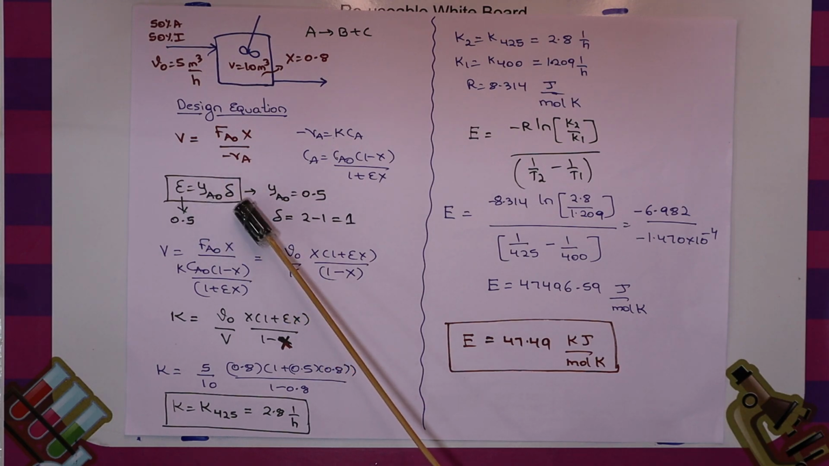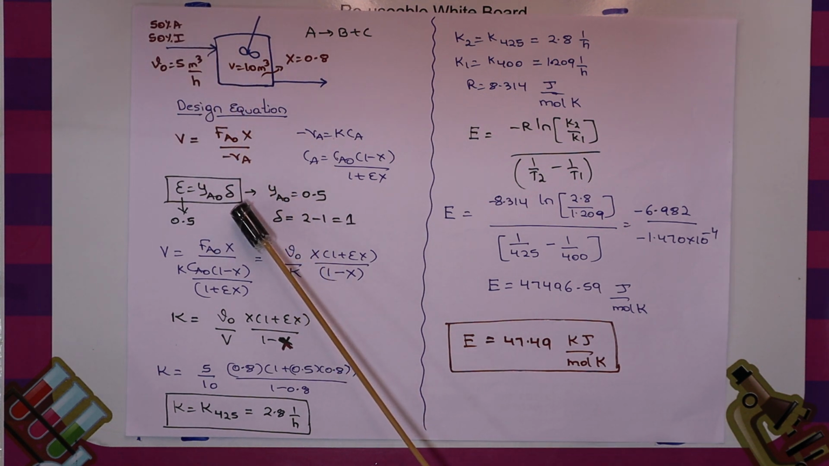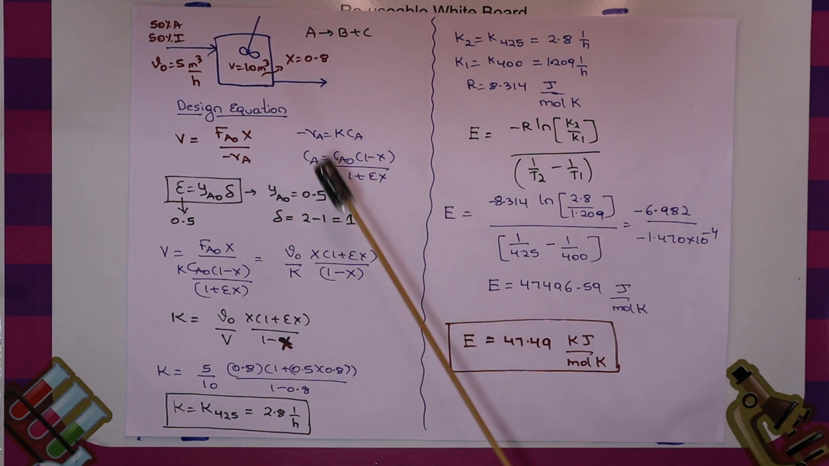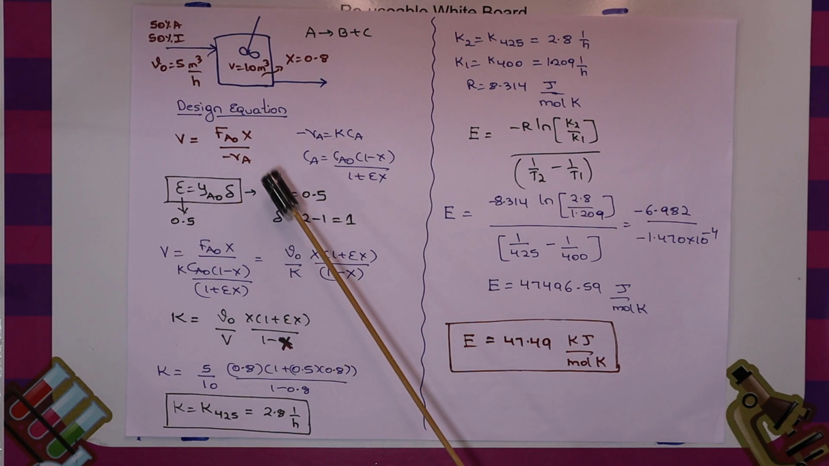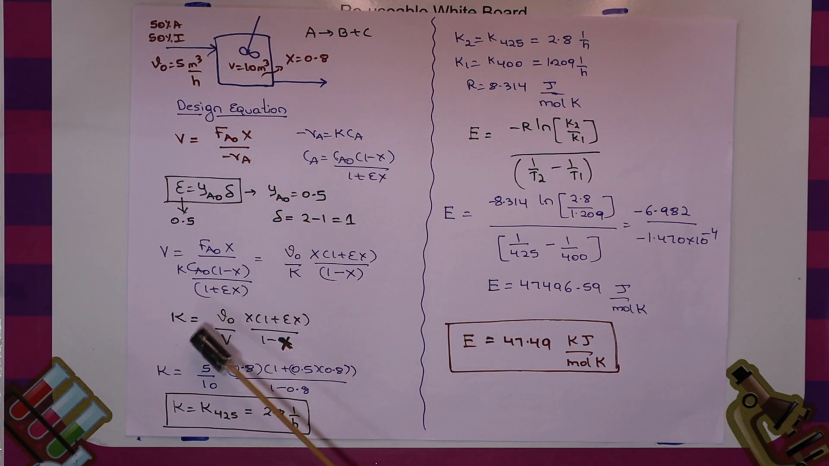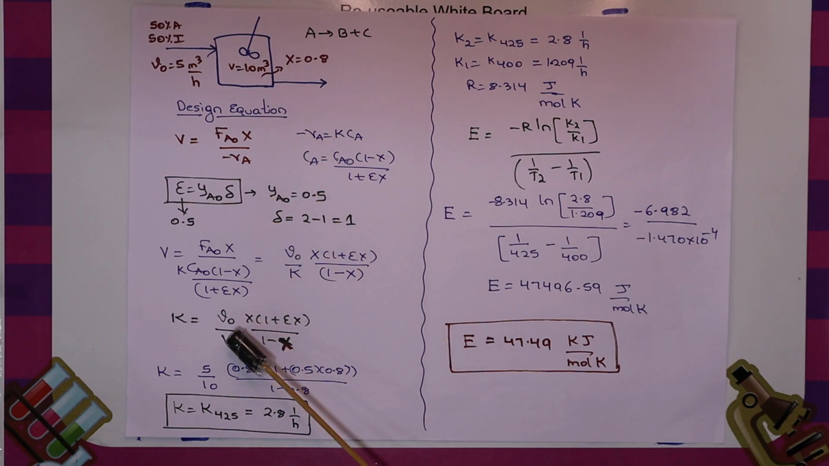Epsilon is nothing but Ya naught into delta. What is Ya naught? That is the initial mole fraction of A in the feed, which is 50%, which is 0.5. Delta is the same, 2 minus 1, which is 1. So the epsilon value is Ya naught into delta, which is 0.5. Simply using this design equation, k is nothing but volumetric flow rate by volume into x into (1 plus epsilon x) by (1 minus x). Substitute the values, because volume is given, volumetric flow rate is given, conversion is 80%. By plugging in all the values, you get the rate constant at 425 Kelvin as 2.8 per hour.